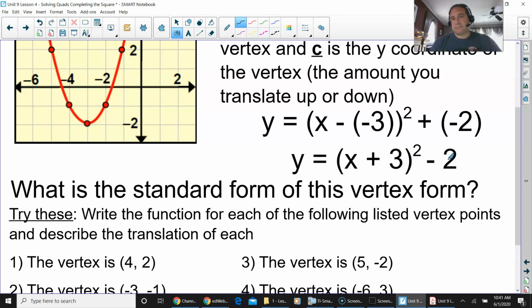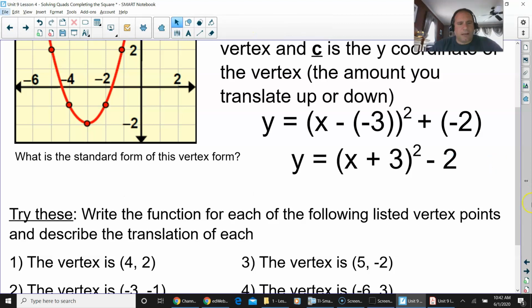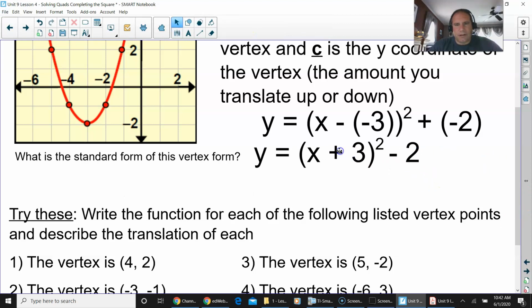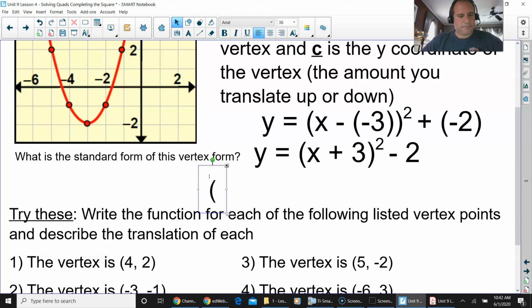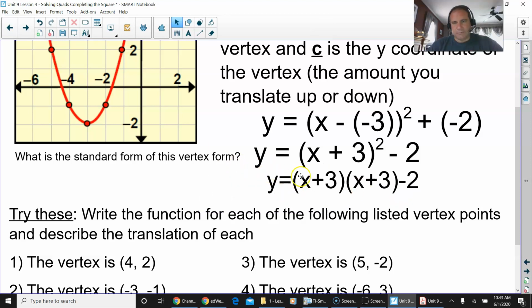Right? So that's what that means right there. And I just had to make some room here because they want the standard form of this vertex form. So what you would do is go ahead and expand x plus 3 times x plus 3 minus 2. That's all y equals, right?